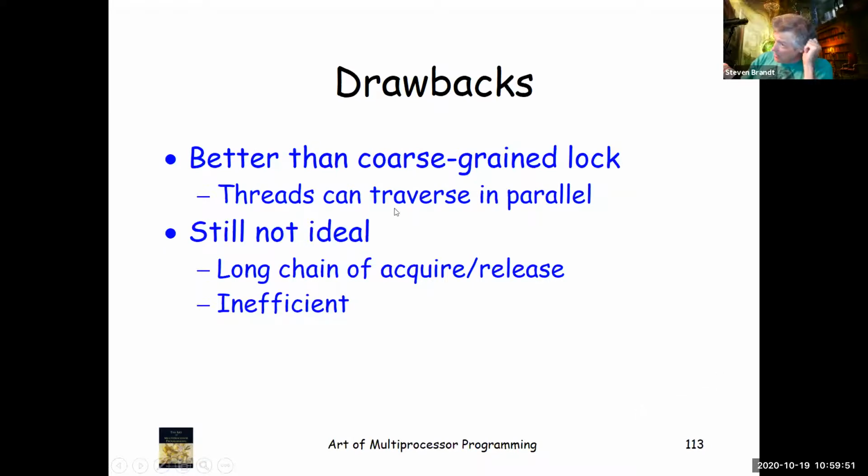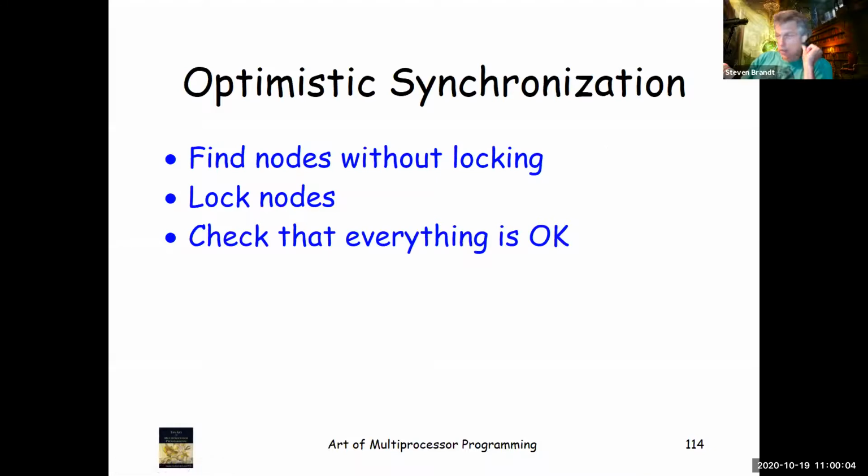And the drawbacks are, well, okay, so it's better than the coarse-grained lock. Threads can traverse in parallel, and it's still not ideal. For long chains of acquires and releases, it's inefficient. And so the next thing to look at is optimistic synchronization. We're going to find nodes without locking. Then we're going to lock the nodes. Then we're going to check that everything is okay.